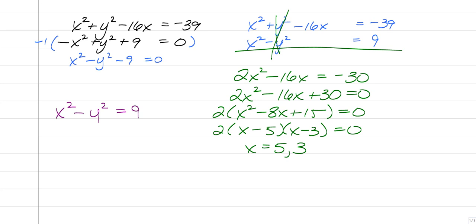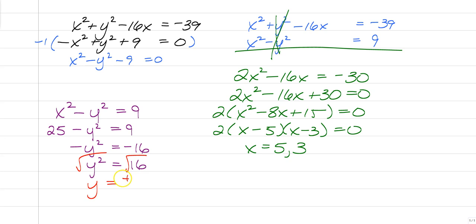So now we're going to take the x and we're going to substitute in the 5 first. So that's going to give us 25, because 5 squared is 25, minus y squared is equal to 9. Subtract 25 from both sides and we have negative y squared is equal to negative 16. Get rid of the negative, so you divide both sides by negative 1 and you have y squared is equal to a positive 16. Once you square root both sides, y is equal to plus or minus 4. Remember, whenever you're solving for a variable using square roots, it's plus or minus 4.